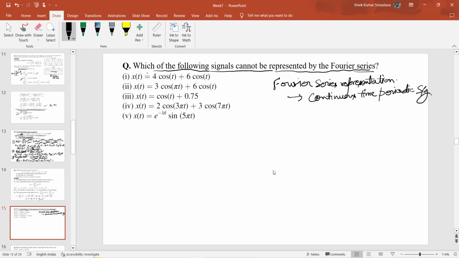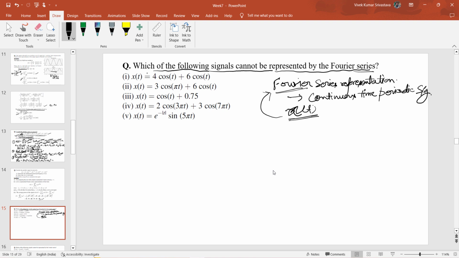Okay, so if a signal x of t is given to us, and if it is a periodic signal, then only we can evaluate its corresponding Fourier series representation. And if the signal is non-periodic, then we cannot represent the signal in terms of Fourier series.